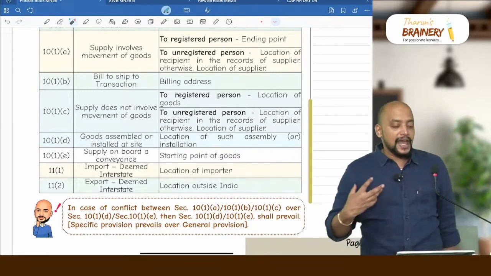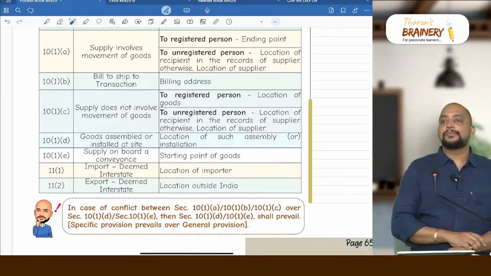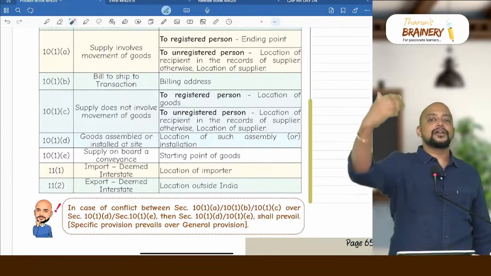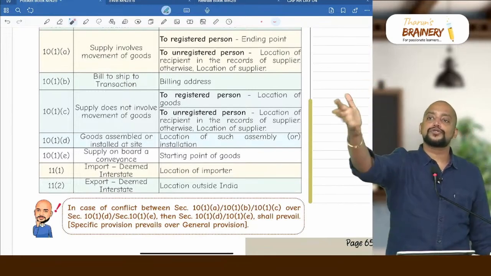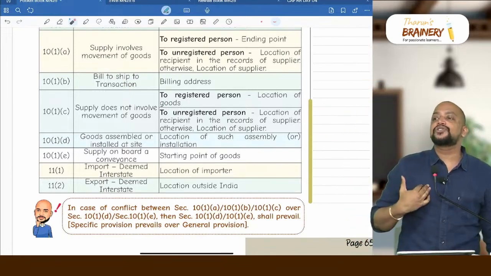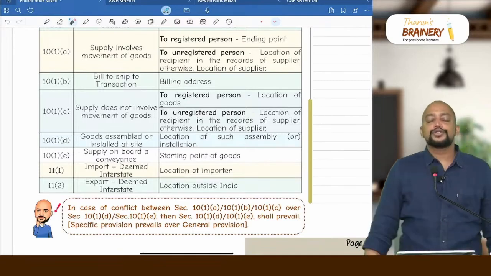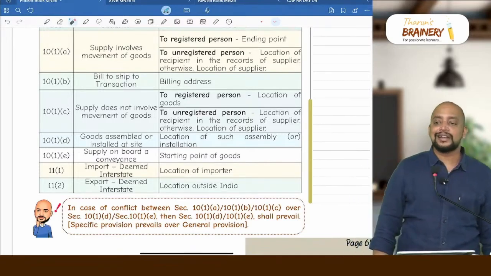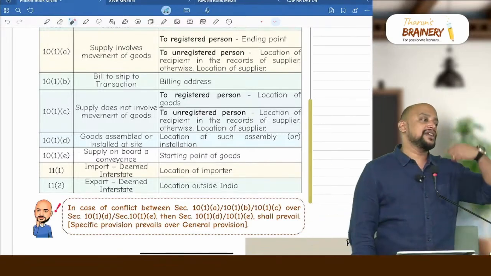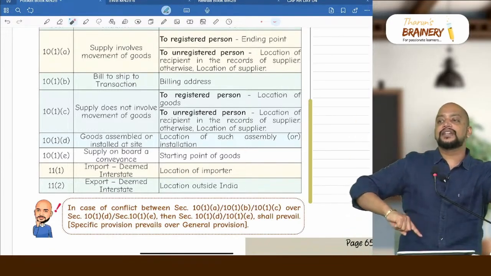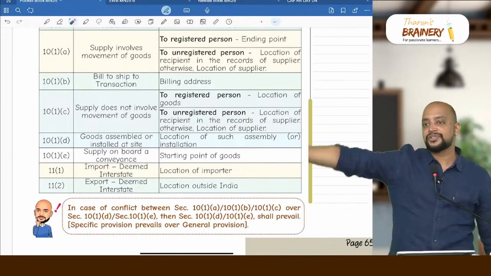For example, I am located in Maharashtra, I am supplier of generator, and you are a recipient who are also located in Maharashtra. I am selling generator, you are buying generator. You are having a branch in Tamil Nadu. So you are asking me to install the generator in the branch in Tamil Nadu. I will raise invoice to you. I will deliver the generator in Tamil Nadu and install it there.